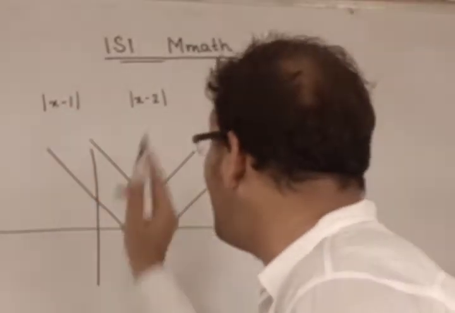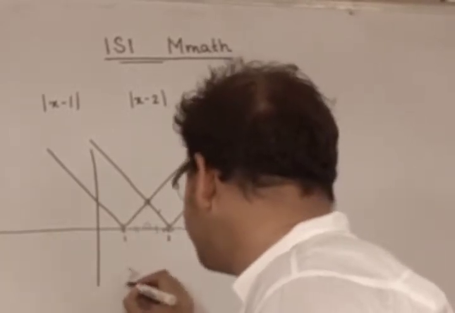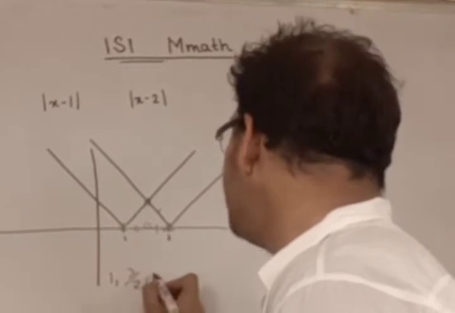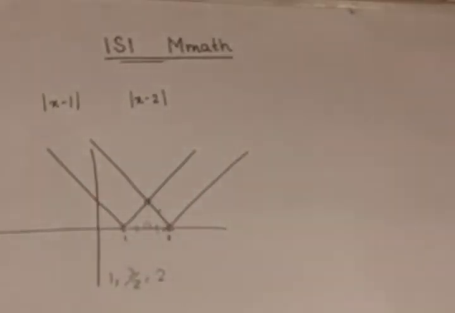And what is the midpoint of 1 and 2? That is 3/2. So the points of non-differentiability are 1, 3/2 and 2. And what option does this correspond to? It corresponds to option D.